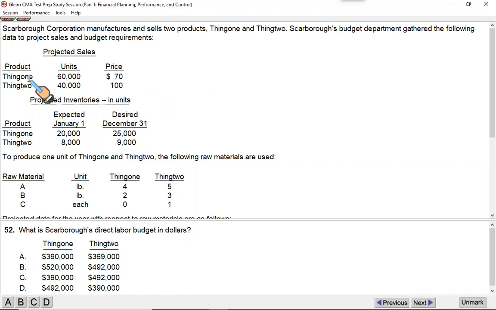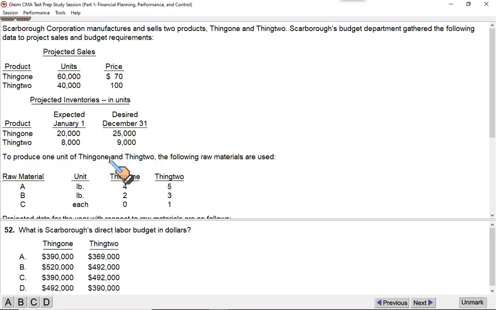Okay, so we have the planned sales of Thing 1 and Thing 2, 60 and 40, and this is the estimated selling price. Now, we have some projected inventories in units. Thing 1, 20,000 we already have in the opening stock, and 25 is the desired closing stock. Thing 2, 8,000 is the opening stock, and 9,000 is the desired closing stock.